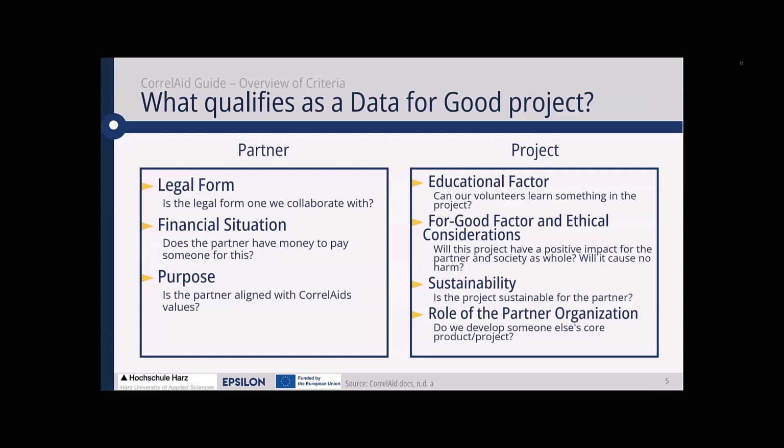So here it is especially the legal form of a partner which is kind of important to qualify a Data for Good project. So is the financial situation of the partner a corporate situation, or is it a social organization or a non-beneficial situation the partner is in? So therefore, you have to ask yourself if you work with a corporate or if you work with a public organization.